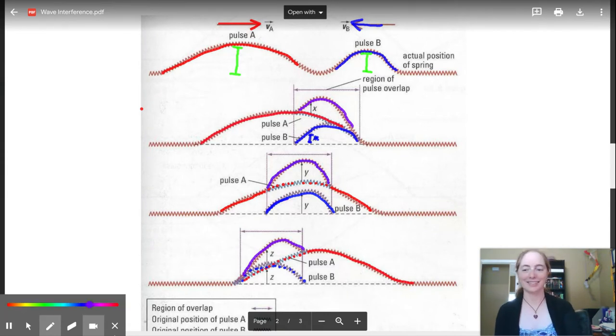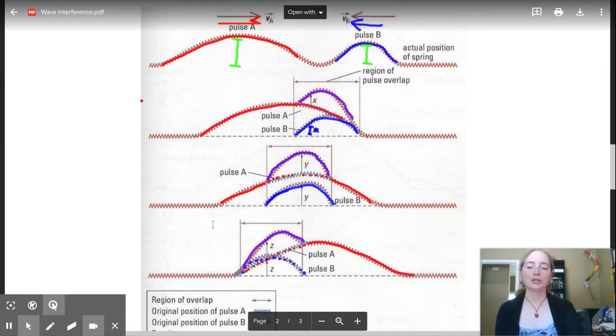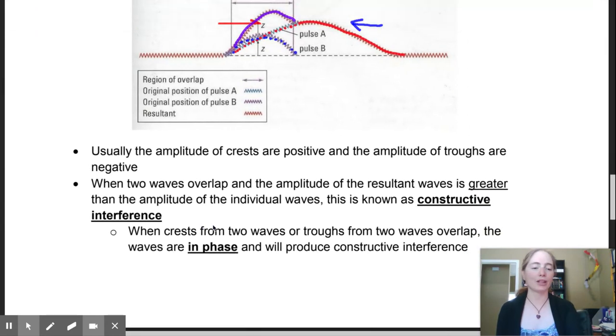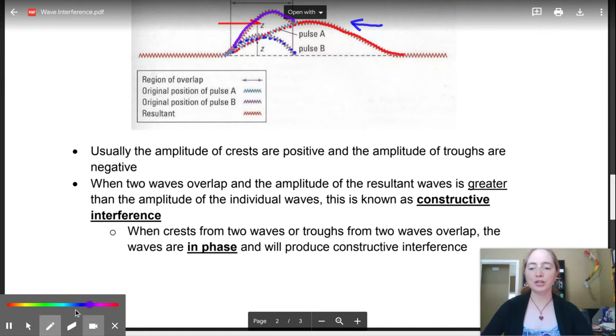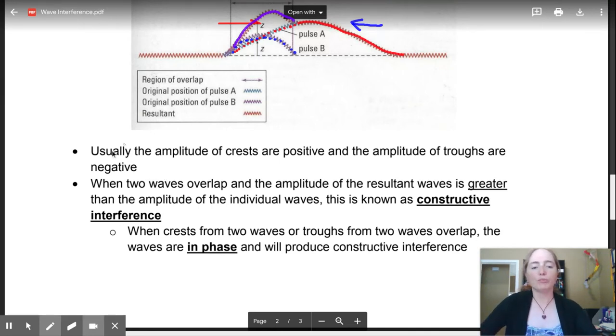All right. So we're going to look at this in a little more detail, specifically the two types of interference, or how these waves can interact with each other. To keep consistent, the amplitude of the crests we consider to be positive, and the amplitude of the troughs we consider to be negative, just for ease.